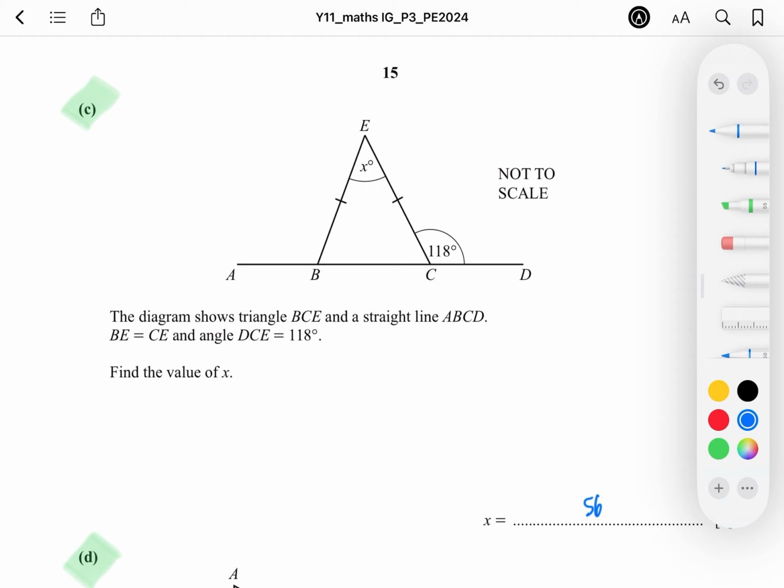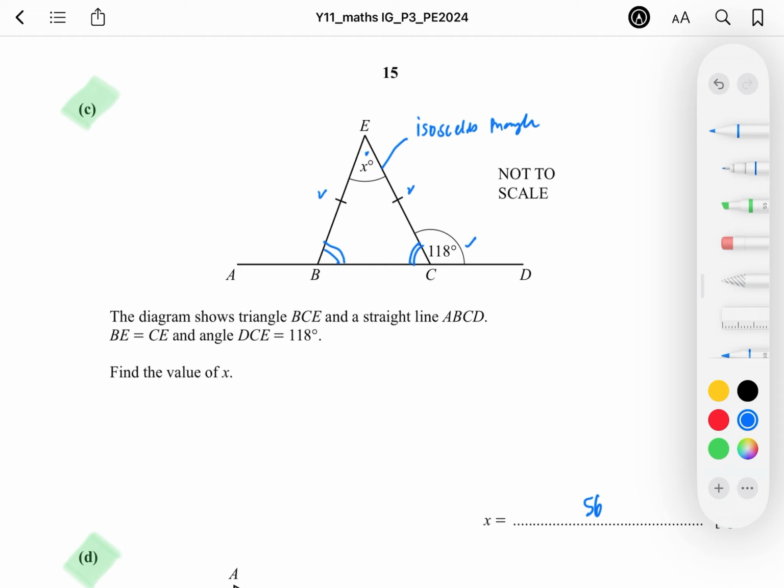Next question is on angles. The diagram shows triangle BCE and straight line ABCD. BE equals CE, that's shown in the diagram. Angle DC is equal to 180, that's shown in the diagram. Find the value of x, that's the x there. We know that this triangle, because of the two equal sides, is an isosceles triangle. That means the base angles here are equal.